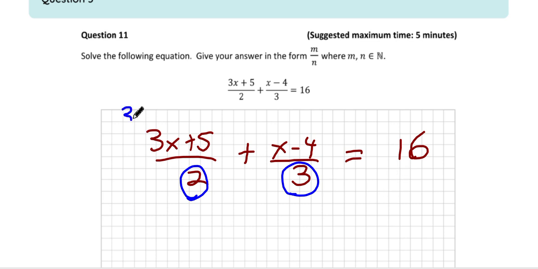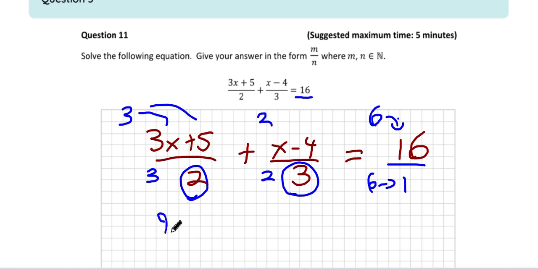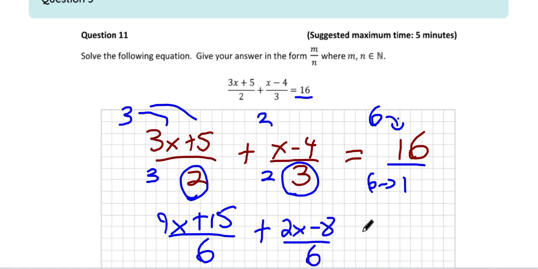So multiply the top and bottom by 3, top and bottom by 2, and what about the last one? Top and bottom by 6. Why is it 6? Because exactly. And then the 16 has to be multiplied top and bottom by 6 as well. Yeah. So I'm helping the two lads. You got 9x plus 15, did you? Over 6. And plus what? 2x minus over. And then 96 over 6.